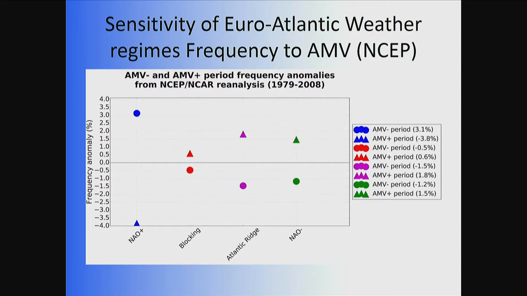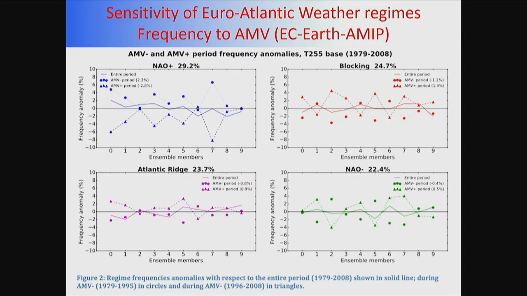And now we wanted to see what about the model. Is the model as sensitive as the reanalysis? Since we have only 30 years in each run, we look separately at each one of the 10 ensemble members. Here are the four weather regimes. On the x-axis, you can see the number of the ensemble member, from 0 to 9. And here you can read the departure of the average frequency for each ensemble member for AMV positive and negative.